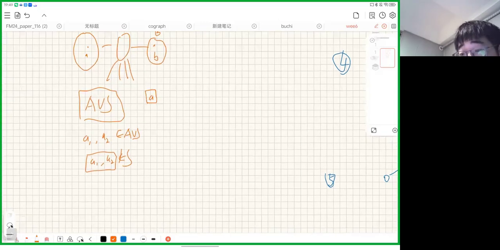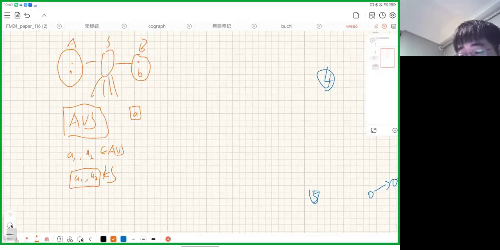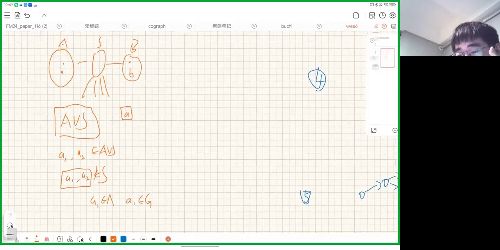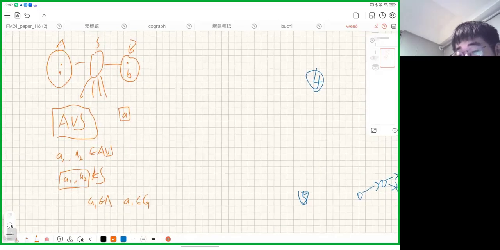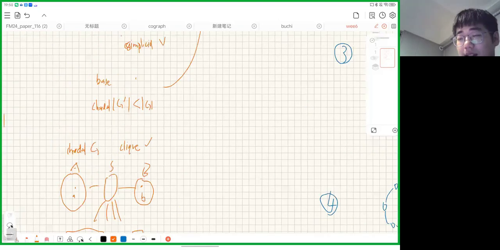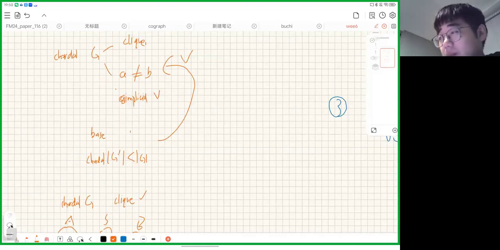So this means, suppose A1 is in A. Then A1 should also be a simplicial vertex in G, right? Then we found a simplicial vertex in A, no matter if it's a clique or not. And we can do the same thing for B union S, and find a simplicial vertex in B. Thus we find two simplicial vertices, and this means that this induction is correct.